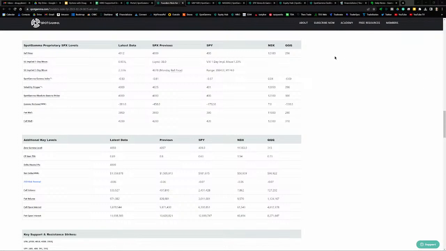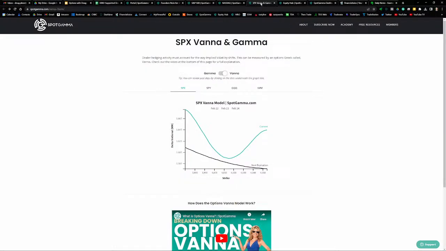All right, so let's take a look at the Vanna charts now. And this is a graphical representation of what I was just talking about. This is showing market makers' delta notional or delta exposure and how that changes with changes in price. So delta notional is shown on the vertical axis. The strike price is shown on the horizontal axis. And then this green curve is showing how market makers' delta notional changes with changes in price and changes in implied volatility.